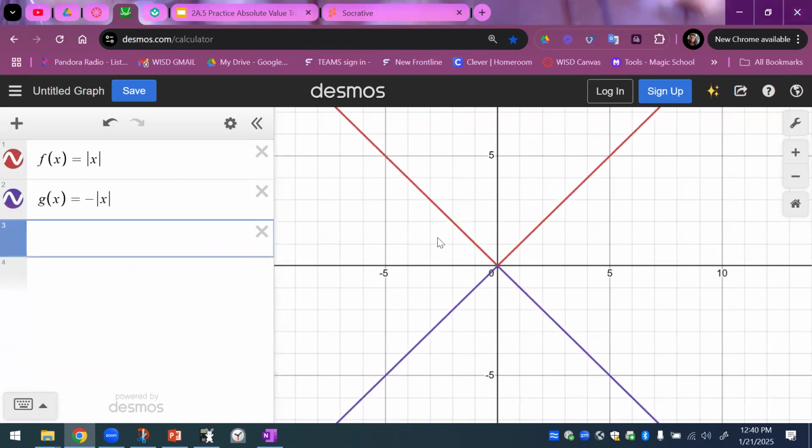All right. Now, h of x works a little different. So if g of x with the negative on the outside reflected over the x-axis, what happens when you put it on the inside?